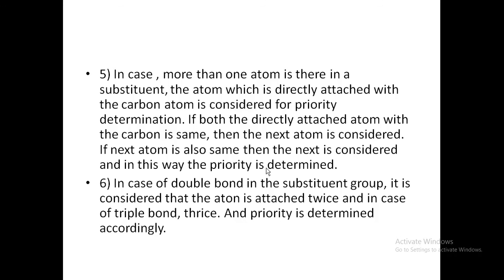That means after considering all the attached atoms, it is determined whose atomic number is more. The more atomic number means its priority is more. Now in case of a double bond in the substituent group, if there is one double bond or triple bond, it is considered that the particular atom with which the double bond is there is attached doubly with that atom, or if there is a triple bond, that means it is attached three times with this atom.